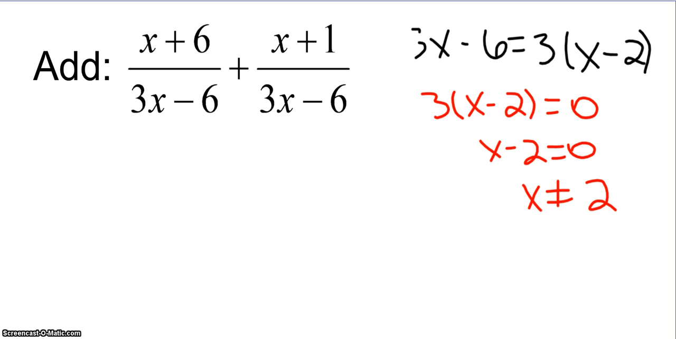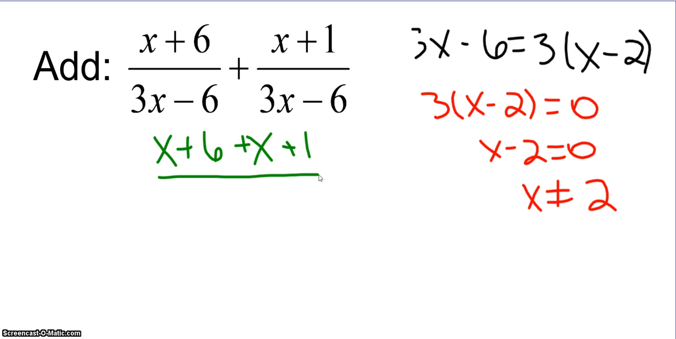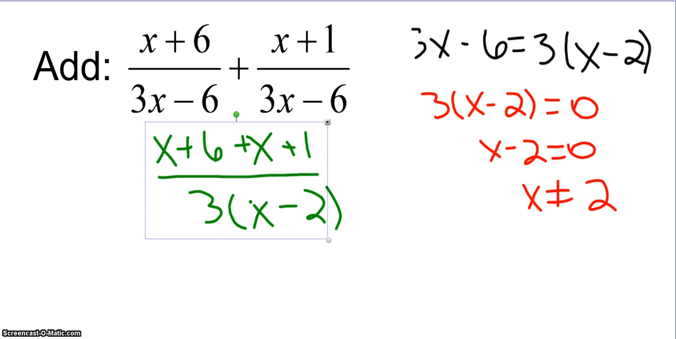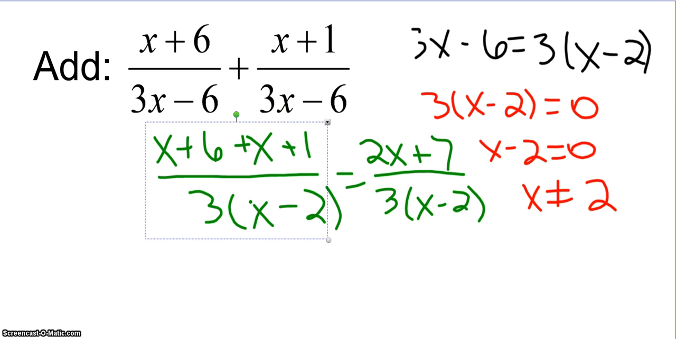Alright, now let's just add. Since I have the same denominator, I can just add across. So I'll have (x plus 6) plus (x plus 1) all over, I'm going to leave it in factored form, 3 times (x minus 2). Combine like terms. x plus x gives you 2x, 6 plus 1 gives you 7. So 2x plus 7 over 3 times (x minus 2). Now, if I could factor the 2x plus 7, I would factor that and then cancel out, but I can't. So this is my final answer.